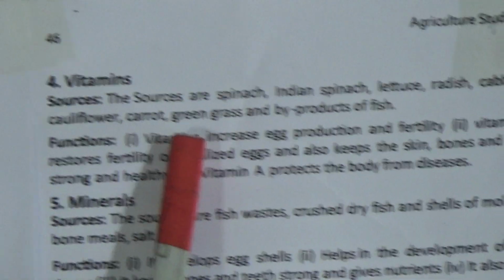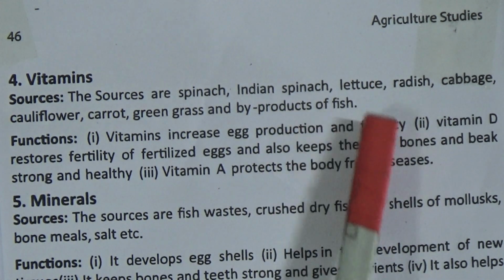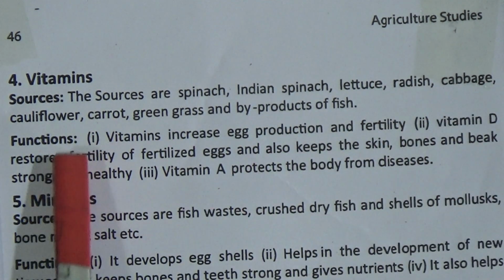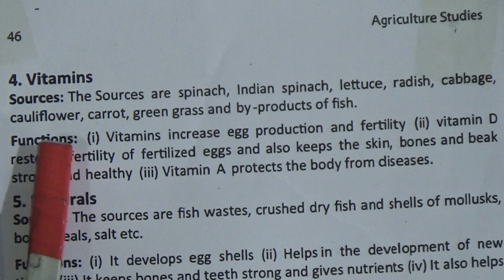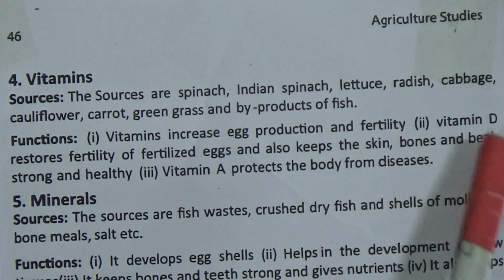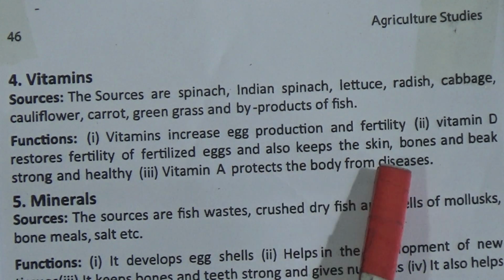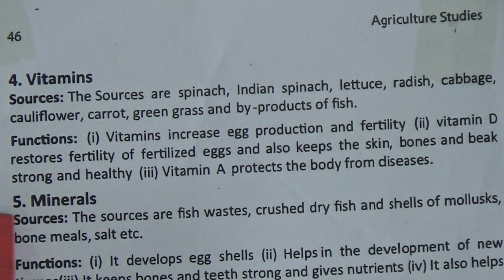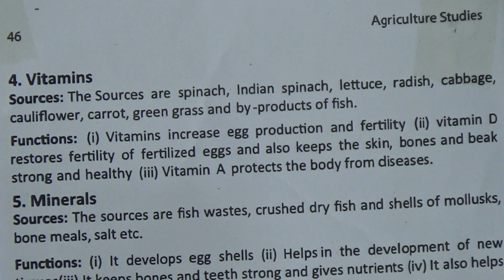Number 4, vitamins. Sources. The sources are spinach, Indian spinach, lettuce, radish, cabbage, cauliflower, carrot, green grass and byproducts of fish. Functions. Vitamins increase egg production and fertility. Vitamin D restores fertility of fertilized eggs and also keeps the skin, bones and beak strong and healthy. Vitamin A protects the body from diseases.